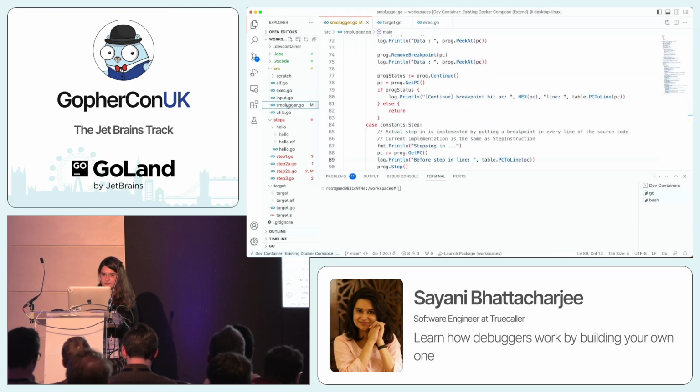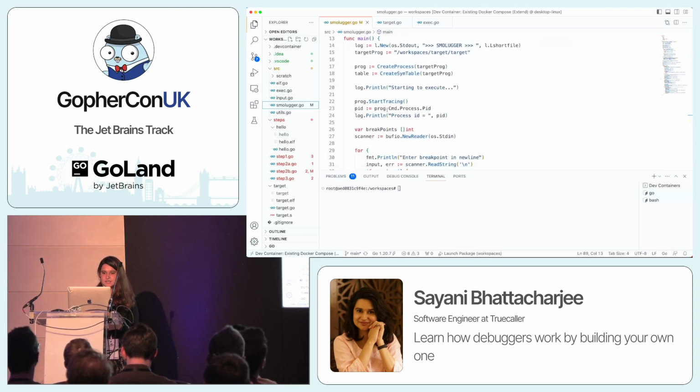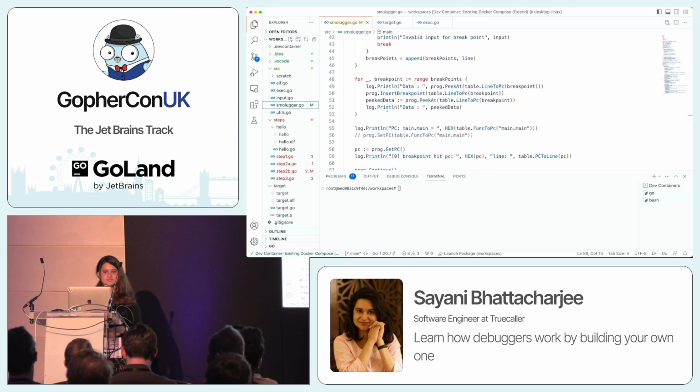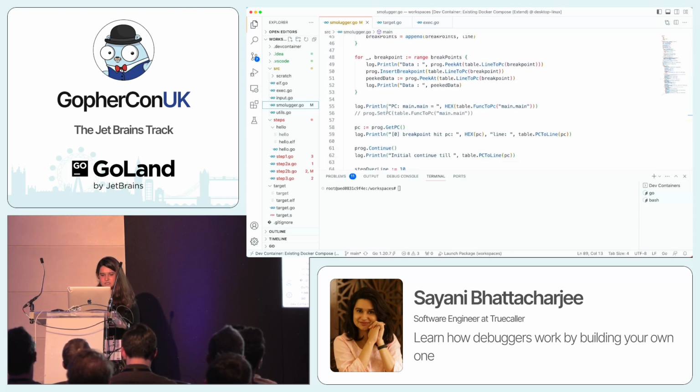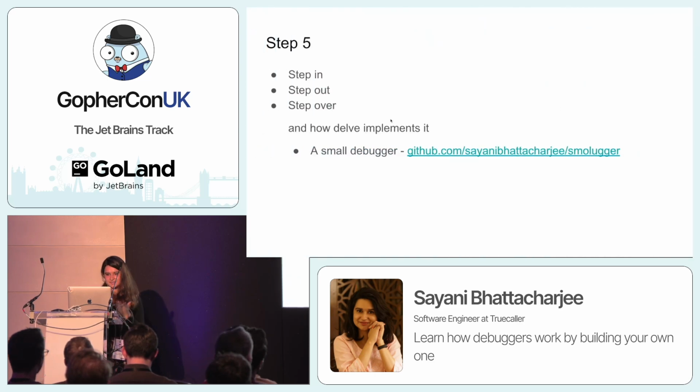And then I have my actual debug server. This is my smallogger.go, and this is where I'm creating my process, and I'm calling this bunch of functions, and depending on the cases, we are executing the function. Yeah, I think this is pretty much it. If you would like to go through, you can check it out.